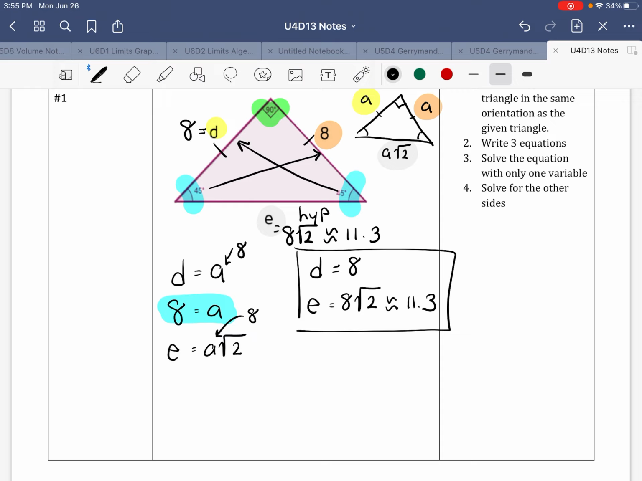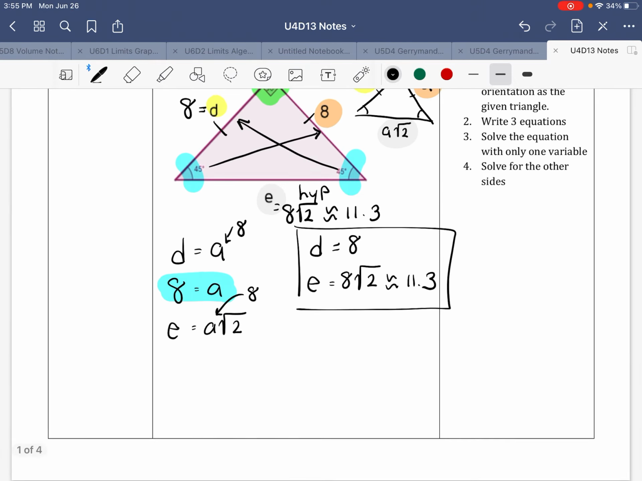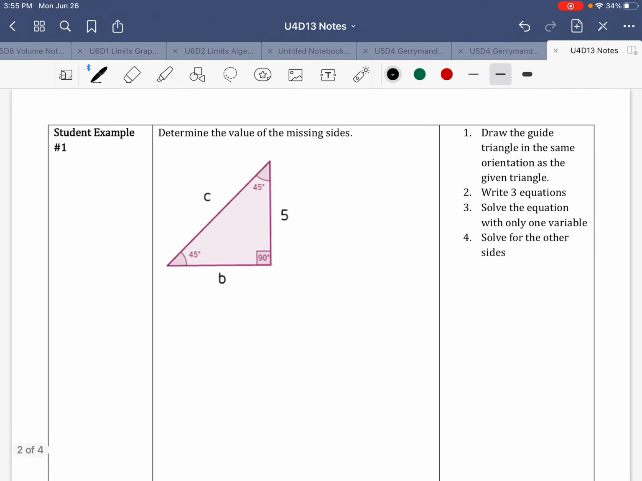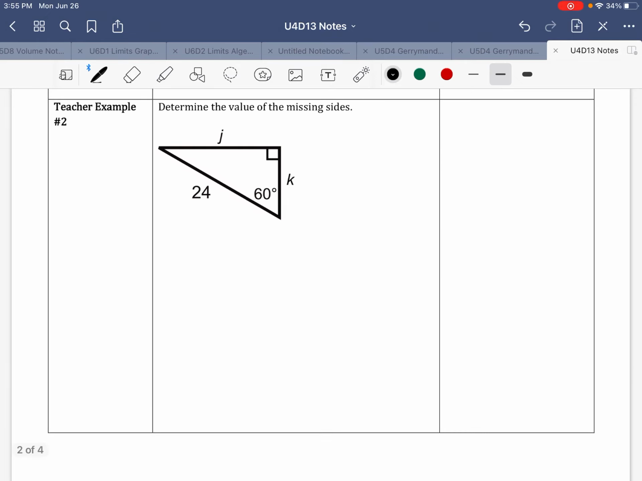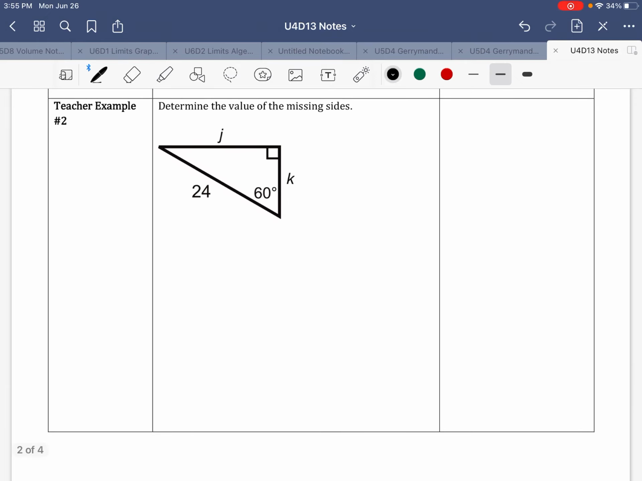Go ahead and take a little bit of time and try student example 1 on your own. Now teacher example number 2.